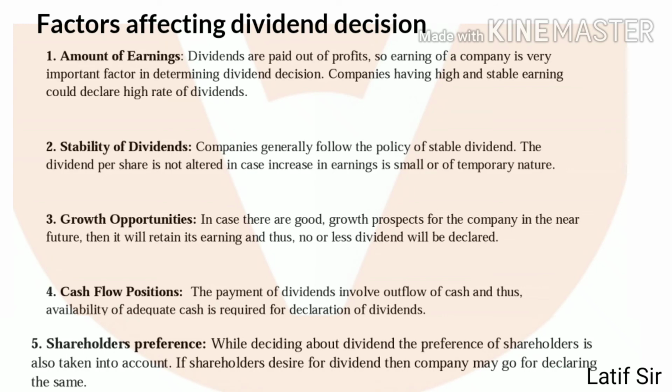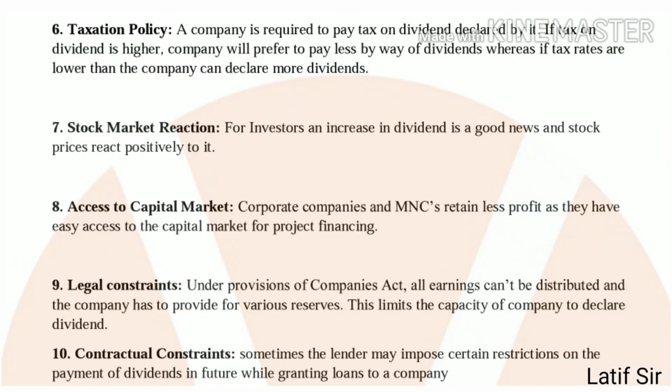Now let me again discuss point number two, stability of dividend. This is very simple: the company will declare a stable dividend, a fixed amount of dividend, and will not alter it if there is higher earning, so that they can give a stable dividend in the future. This you must remember. These are the factors affecting dividend decision.